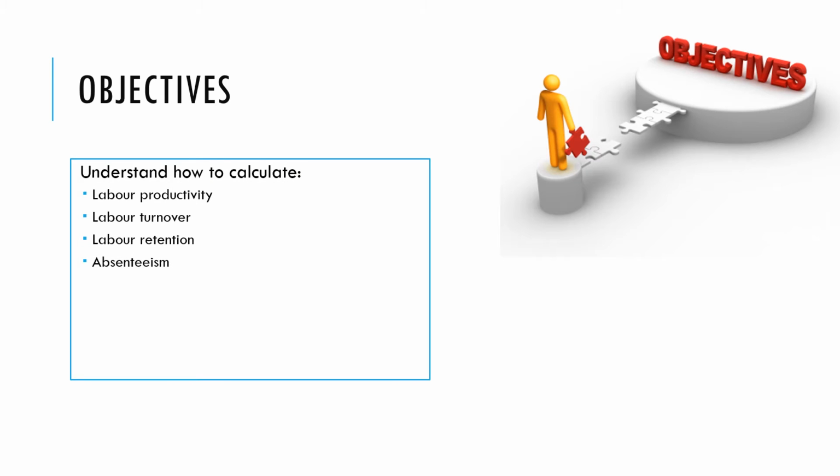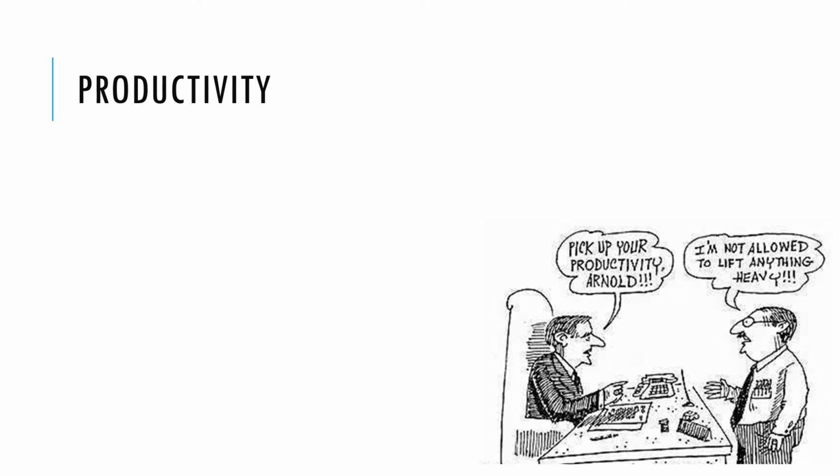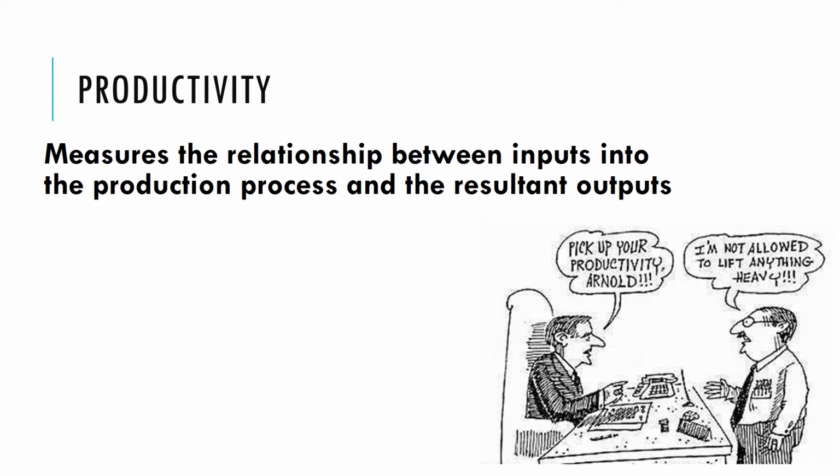In this video, we need to understand how the human resources department might monitor the performance of the workforce using 4 calculations: labor productivity, labor turnover, labor retention, and absenteeism. And we need to think about how the business might use these calculations, better understand them to make business decisions. So let's start off with productivity.